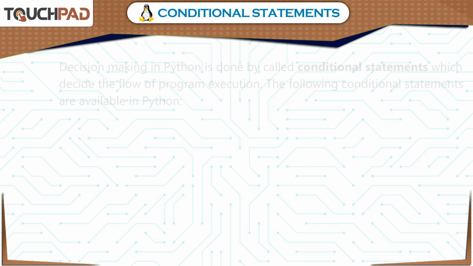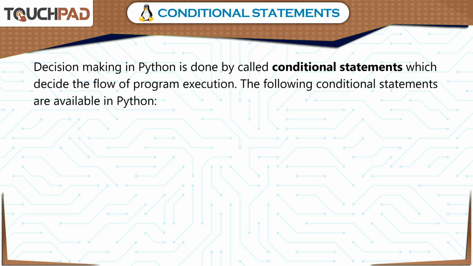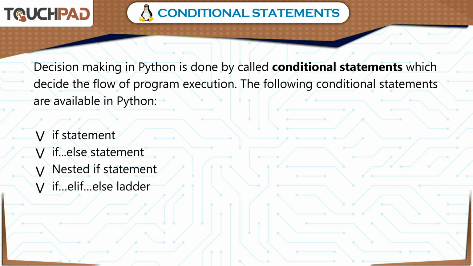Conditional statements. Decision making in Python is done by conditional statements, which decide the flow of program execution. The following conditional statements are available in Python: if statement, if-else statement, nested if statement, if-elif else ladder.